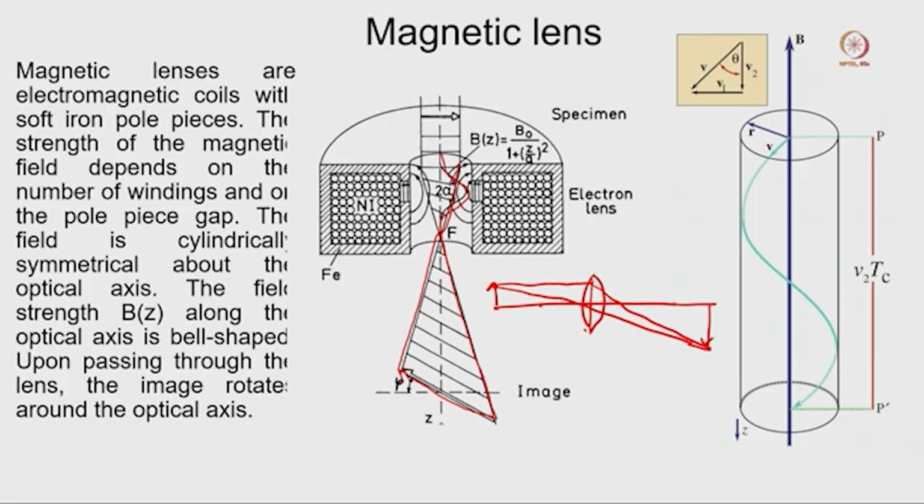Here also it will form a real image, but there will be a rotation, so it will not be a completely inverted image all the time. That deviation will depend on what kind of magnetic field we are using. And always remember that the rays follow a spiral motion, a helical motion. It will not be a straight line.